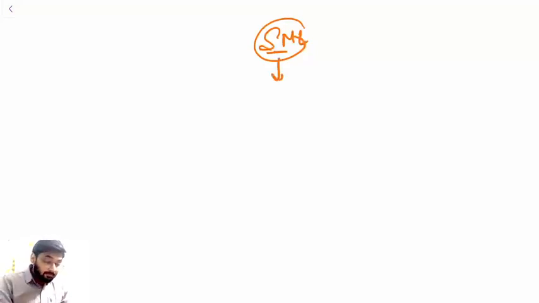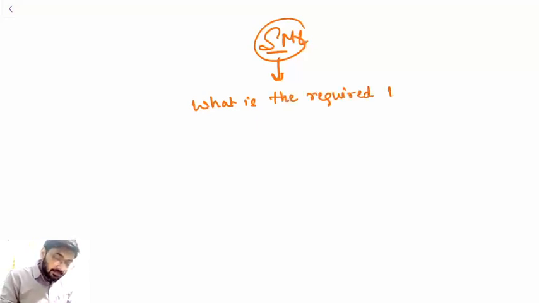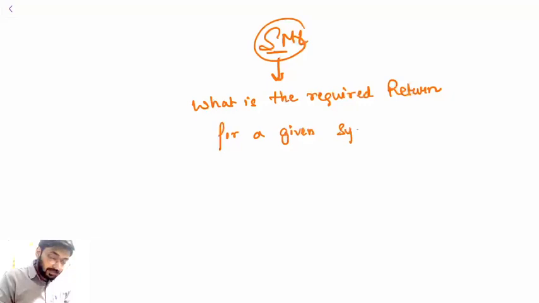Clear? Now give the heading SML. That is your security market line. Now security market line, how is it going to help you? Okay, write down the question. What is the required return? What is the required return for a given systematic risk? For a given systematic risk.